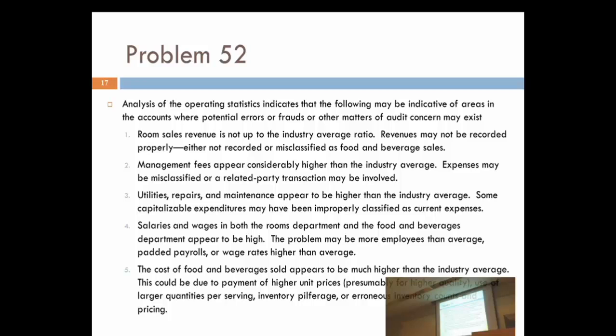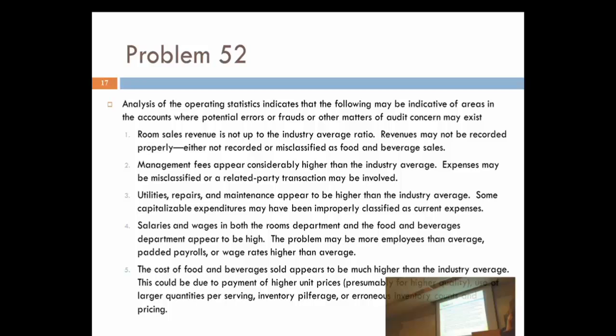Utilities, repairs, and maintenance appear to be higher than industry average. You want to make sure that expenditures that maybe should have been capitalized were not misclassified as operating expenses. So you want to look at that when you're auditing, to ensure that items that should be capitalized are indeed capitalized.